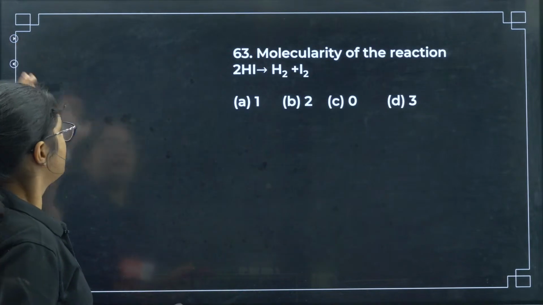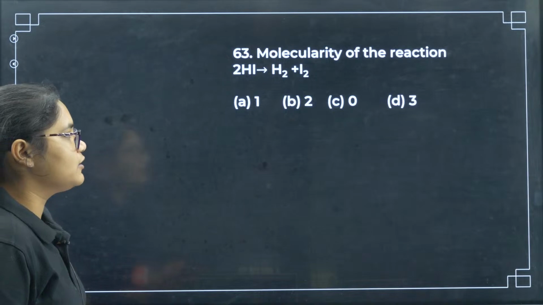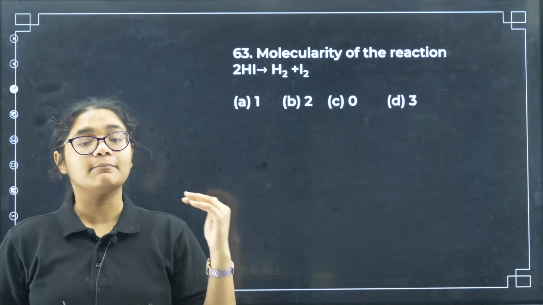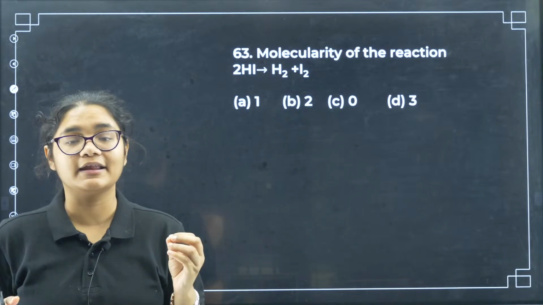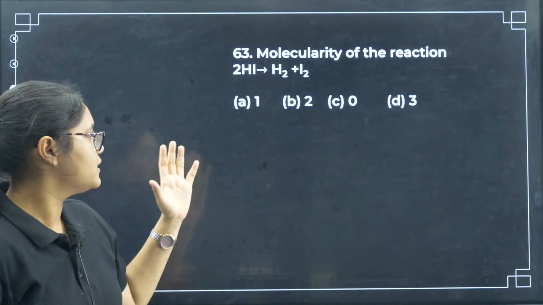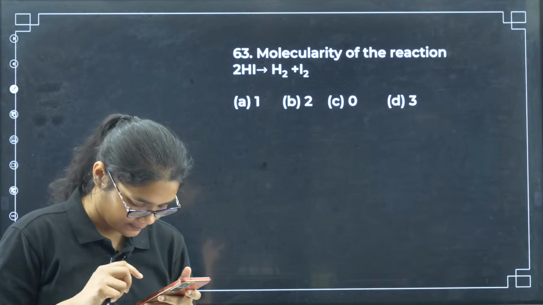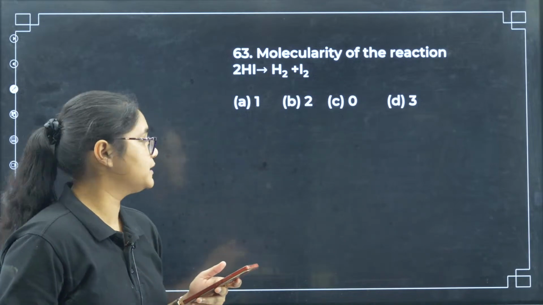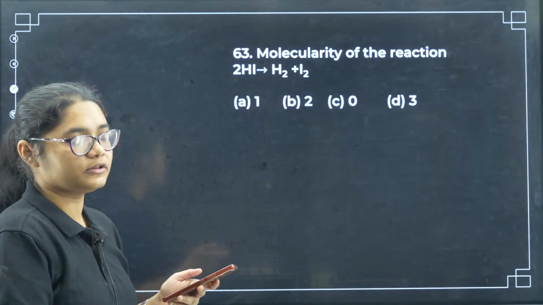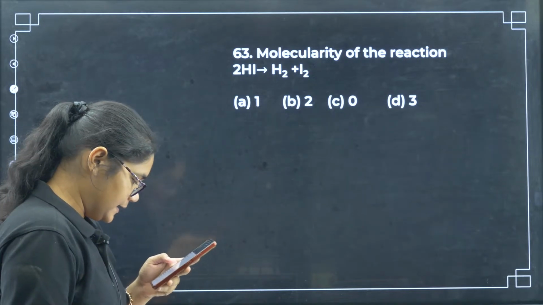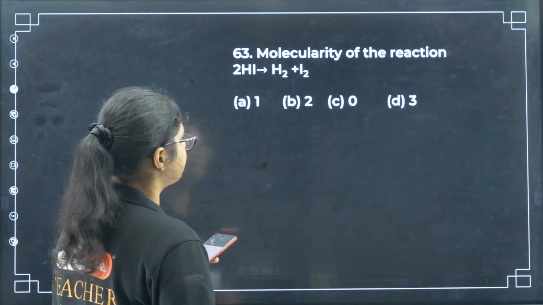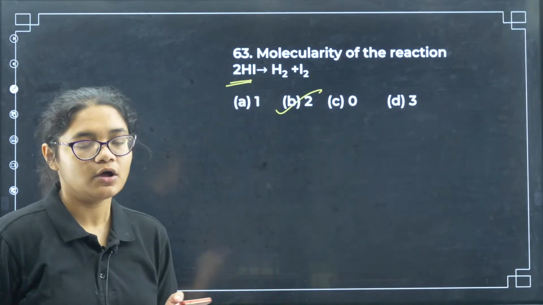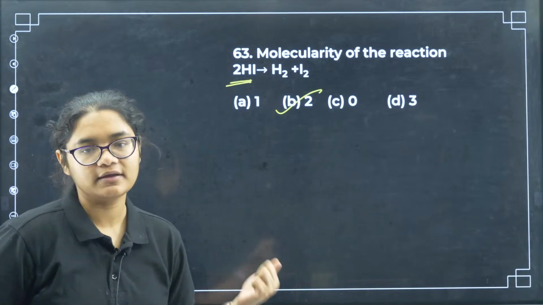Next, 63, molecularity of the reaction. Very simple and easy question. Molecularity is the number of species reacting in an elementary step of a reaction. So how many species are reacting here? 2HI gives H2 plus I2. Is it 1, 2, 0 or 3? Yes, 63 is B. Two molecules of HI are there, so the molecularity is 2, or we call it a bimolecular reaction.